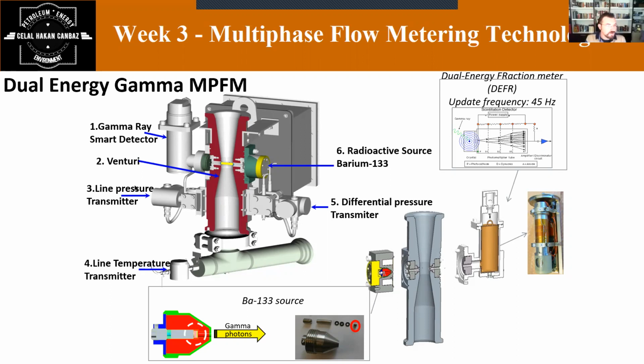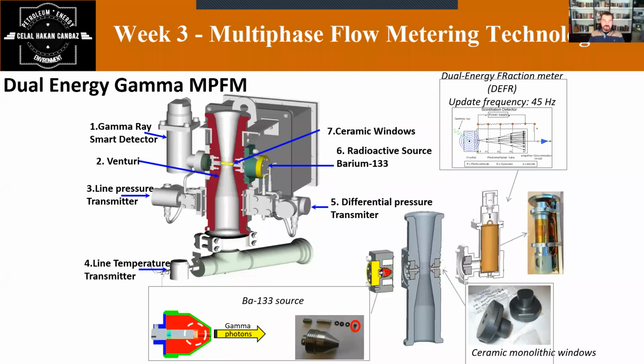As I mentioned, it comes to the gamma ray smart detector, and there is a fraction meter in here. It changes these reflections into electrical signals and sends them to the computer. From the computer, you directly read which phase it is. Then you read the mass attenuations, put them into the calculations, and at the end you get the rates. We will talk about that.